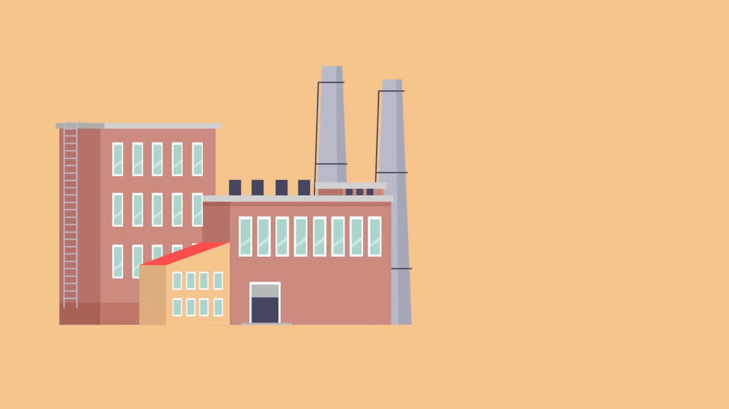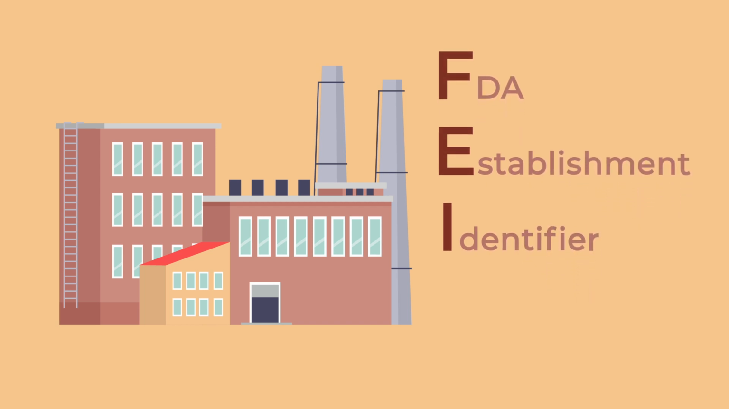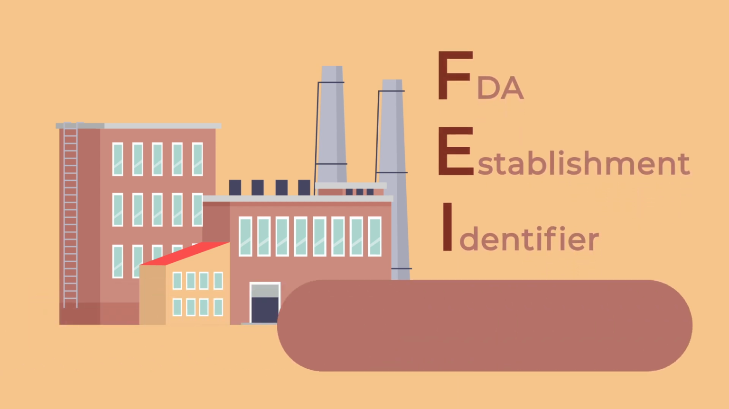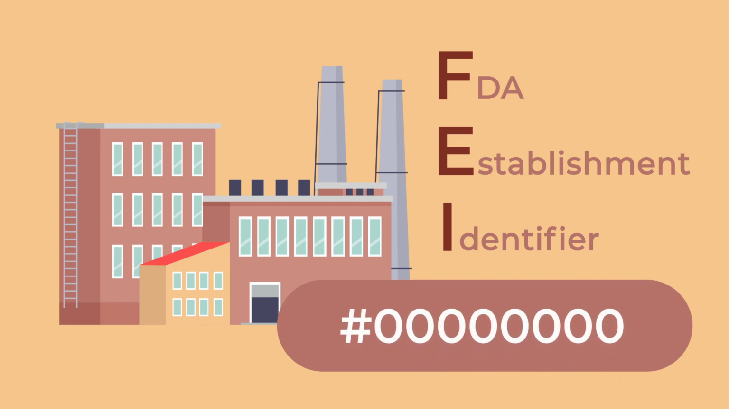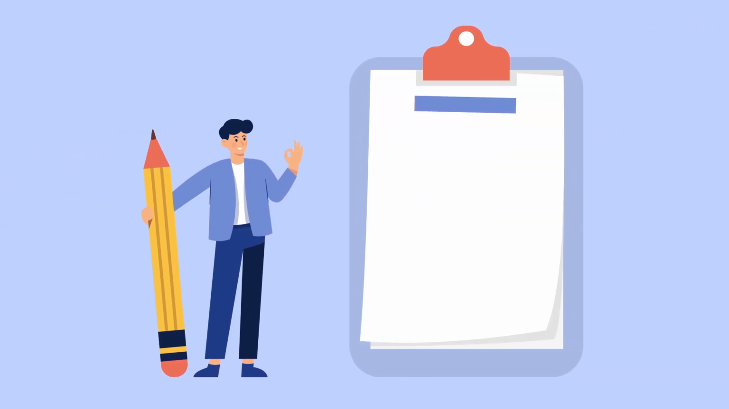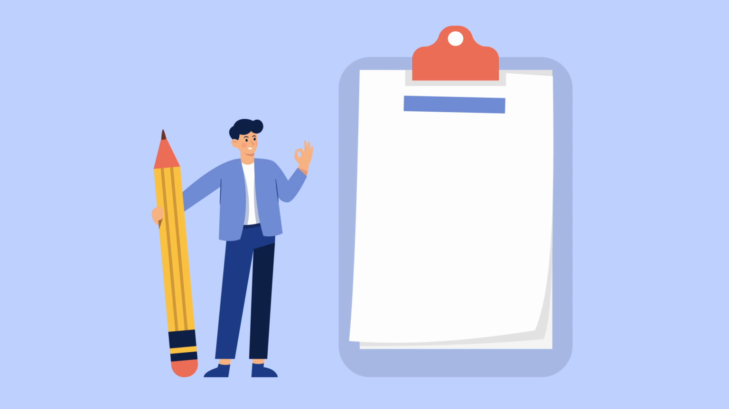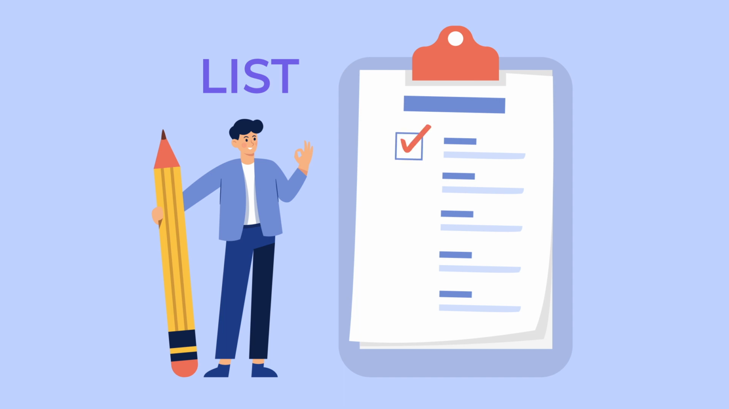Each establishment is assigned a unique FDA Establishment Identifier Number, or FEI number, which is used to identify the establishment in FDA records. Once an establishment is registered with the FDA, they also need to make a list of medical devices that are made at those establishments and the activities that are performed on those devices.